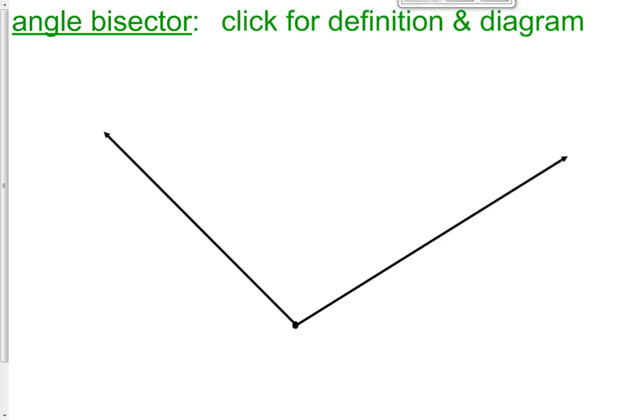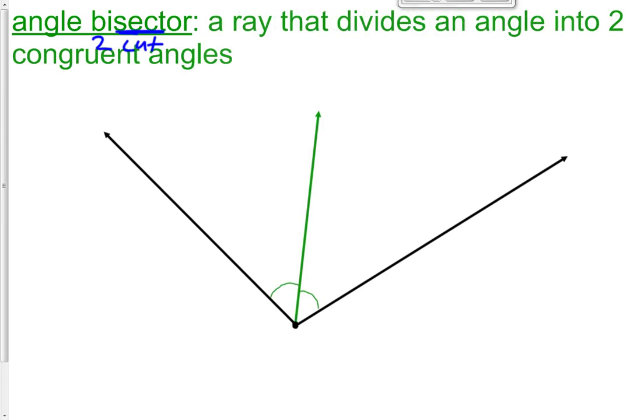We talked about what a segment bisector was. Remember, sect means the word cut. So when you dissect something, you cut something. Bisect, bi, means two. So an angle bisector is cutting an angle into two congruent parts, a ray that divides an angle into two congruent angles. So a segment bisector cuts a segment in half. An angle bisector cuts an angle in half.